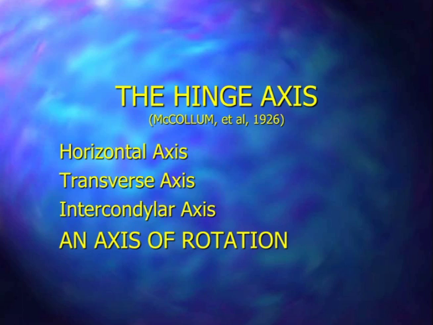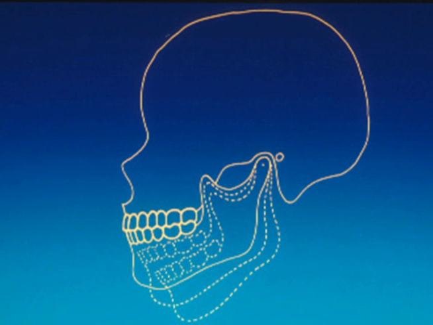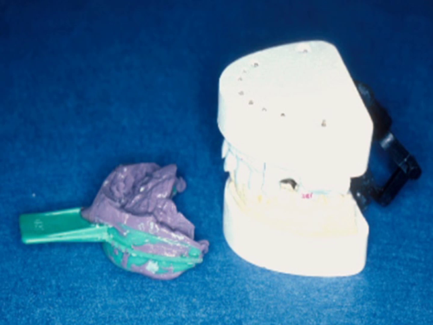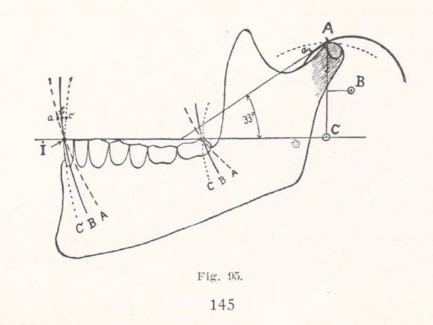It all starts with the hinge axis that McCollum and his group discovered in 1926, that basically there's an axis of rotation within the mandible. Yet most restorations are made on small disposable articulators where the axis is in line with the occlusal plane. And if you have an axis that's in line with the occlusal plane, like point C, it's a pure vertical movement out of the fossa. Yet the patient rotates around a point A, which is a down and backward rotation. So you can see there's a big discrepancy between the patient and these small disposable articulators.